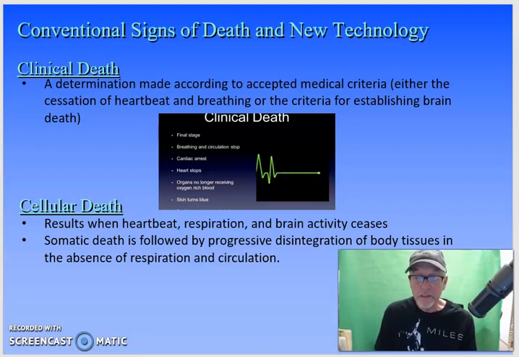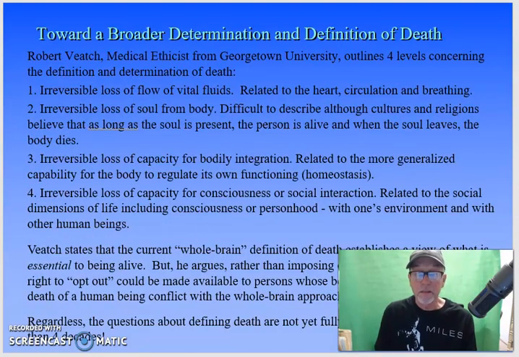And then there's lastly cellular death, that results when heartbeat, respiration, and brain activity stop. And body death, or somatic death, is followed by a progressive disintegration of body tissues in the absence of breathing and circulation. And then Robert Veatch, an important figure in medical ethics, a medical ethicist from Georgetown University, really says we need to move towards a much broader determination and definition of death.